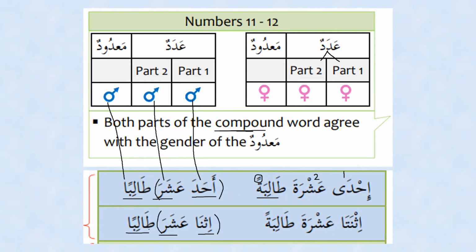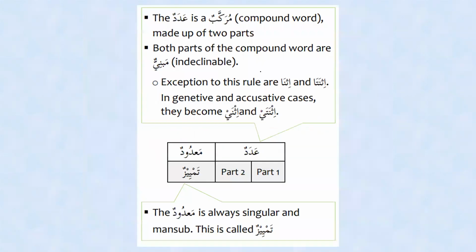So ithna ashara taliban, all of them are masculine, and ithnata ashrata talibatan, ithnata is feminine, ashrata is feminine, and talibatan is feminine. So now we have seen that for the numbers 11 and 12, adad and ma'dud are equal in gender and also equal in number. Then the next set will be from 13 to 19.